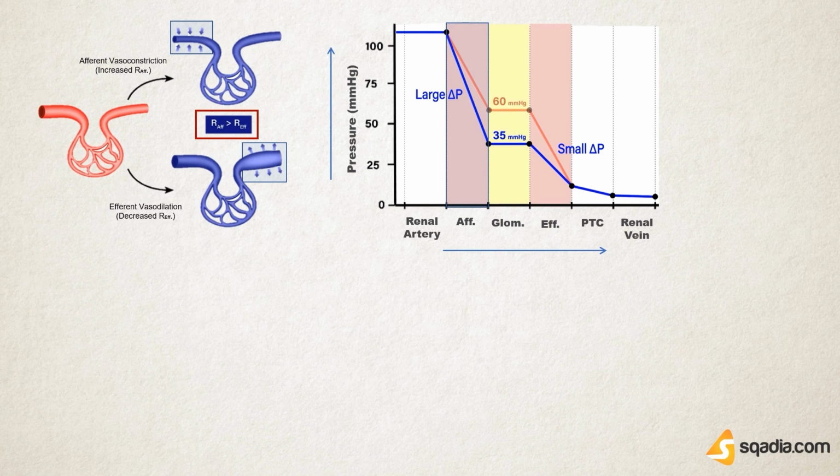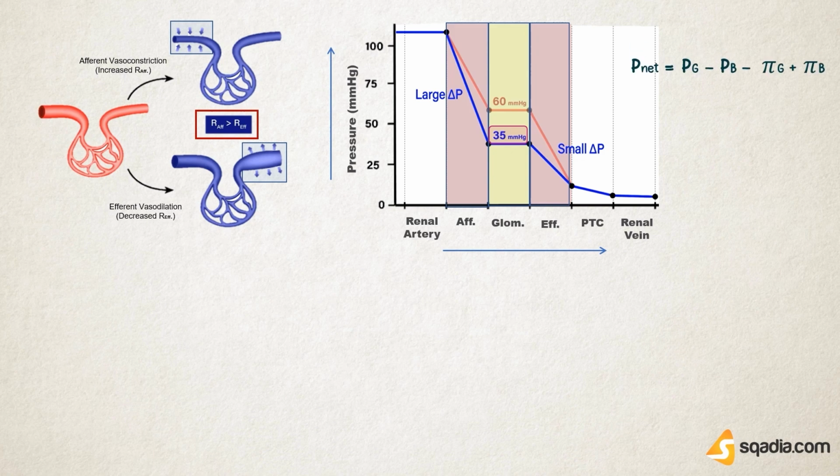And the consequence of this is that now the glomerular hydrostatic pressure will be lower than the normal. Based on these values, we estimate it to be approximately 35 mm of mercury. The blood then leaves the glomerulus, enters the efferent arteriole, and experiences a second pressure drop, which happens to be relatively smaller, again because it has a smaller resistance as compared to the resistance in the efferent arteriole.